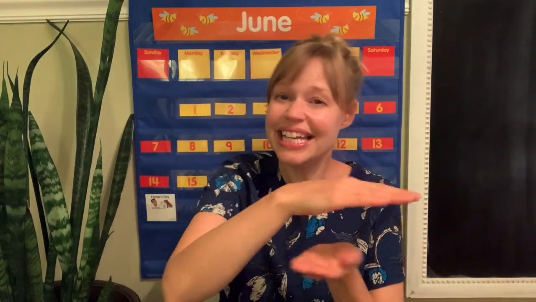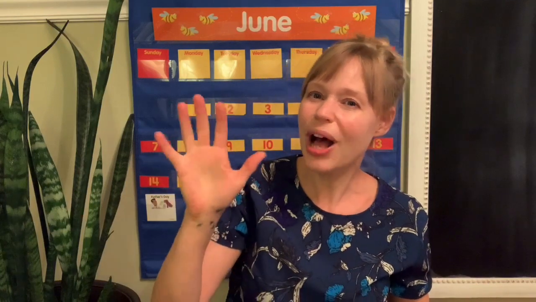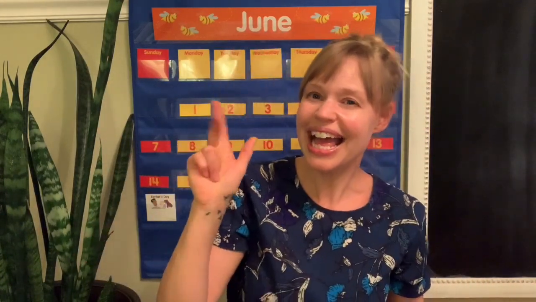Sunny, sunny, sunny, sunny. Is it sunny in the sky? S-U-N-N-Y is sunny. Cloudy, cloudy, cloudy, cloudy. Is it cloudy in the sky? C-L-O-U-D-Y, cloudy. Rainy, rainy, rainy, rainy. Is it rainy in the sky? R-A-I-N-Y is rainy. Windy, windy, windy, windy. W-I-N-D-Y, windy. Snowy, snowy, snowy, snowy. S-N-O-W-Y is snowy.